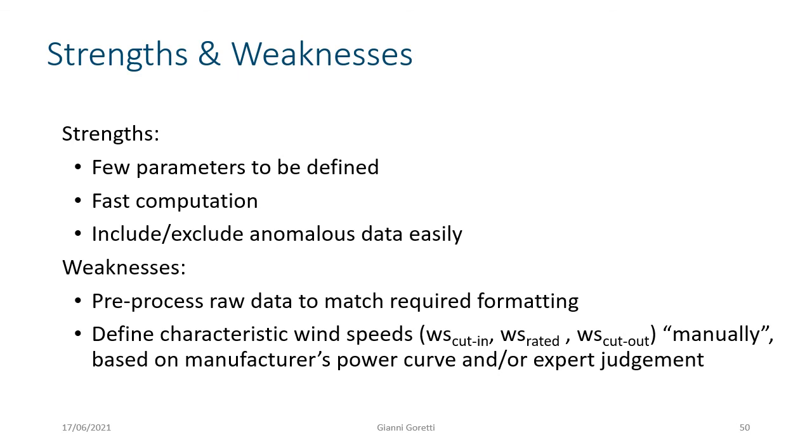The limitations of the function are, first of all, that the raw data needs to be pre-processed to match the required formatting for the function, and that the characteristic wind speeds, so cut-in, rated, and cut-out wind speed, need to be set manually, either based on the manufacturer's power curve or on the judgment of the researcher.